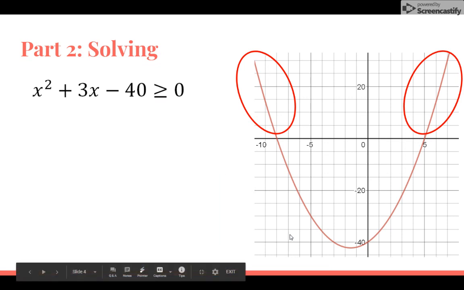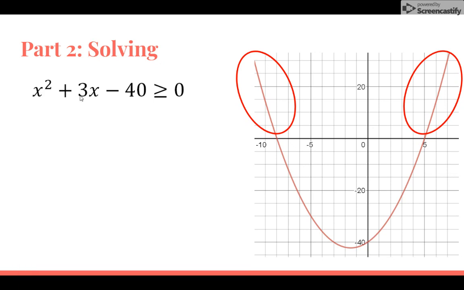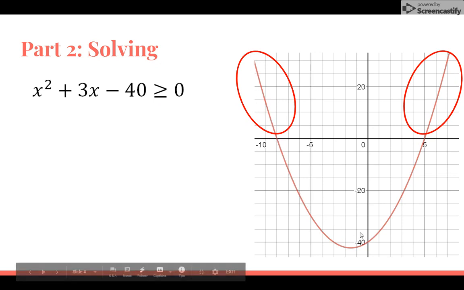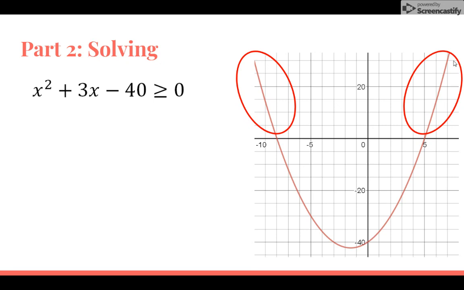I would give yourself an example of each one, but just a sketch. Okay, part 2 now. This is the solving part. Now, if you read the equation, we have x squared plus 3x minus 40 is greater than or equal to 0. And what we want to figure out is where this parabola, x squared plus 3x minus 40, is greater than 0.